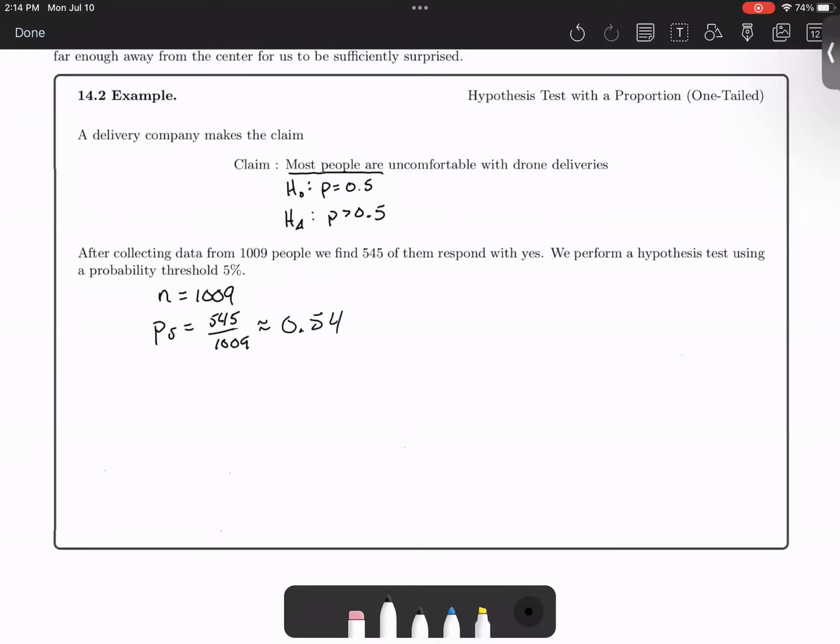In fact, let's draw that. We have a normal distribution, and unlike when we were estimating parameters, we do not center the distribution at our sample value, we center it at the null hypothesis. So 0.5. And our sample value, 0.54, is somewhere to the right. Now the question is, how far to the right? We want to use a probability threshold of 5%.